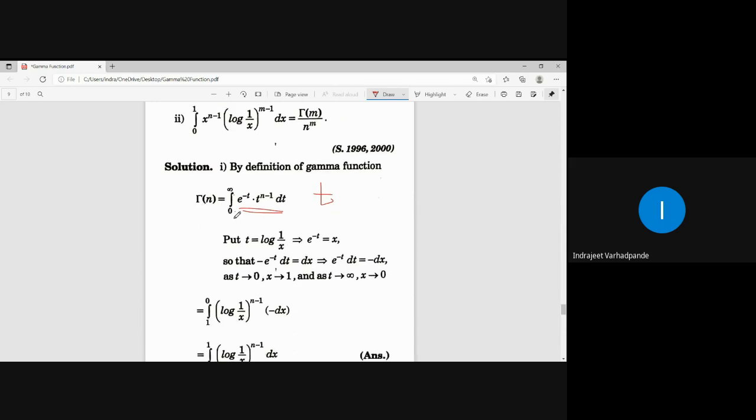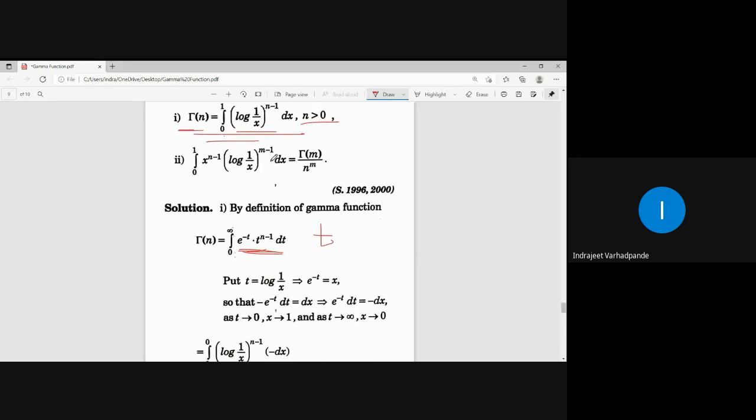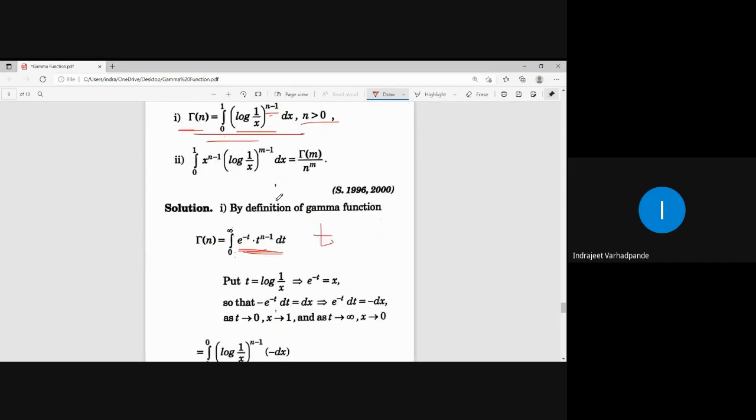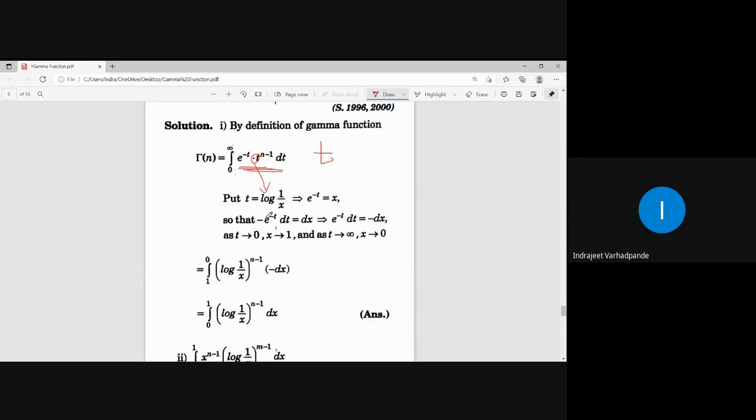So gamma n is equal to integral 0 to infinity e to the power minus t into t to the power n minus 1 dt. So put what you are able to find here, it is log of 1 by x whole to the power n minus 1, right? So in t to the power n minus 1, t has to be replaced accordingly. So put t is equal to log of 1 by x. So this implies e to the power t, what will it be? e to the power t will be 1 by x. So x will be equal to 1 upon e to the power t.